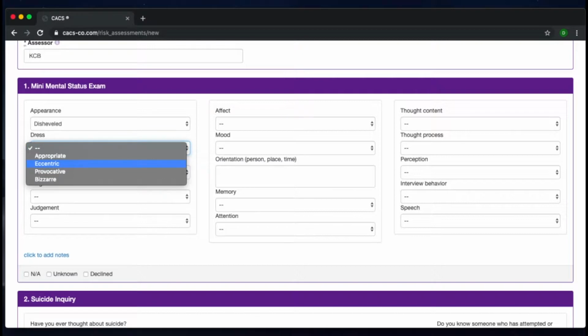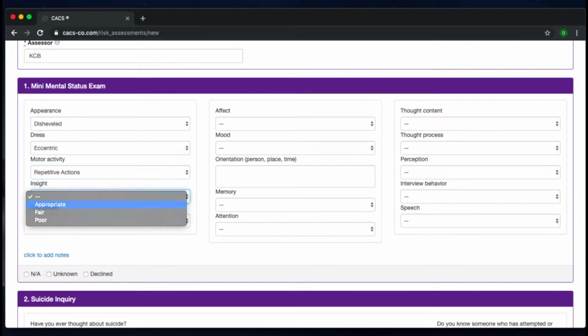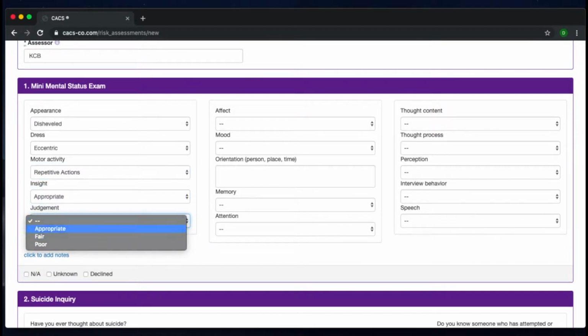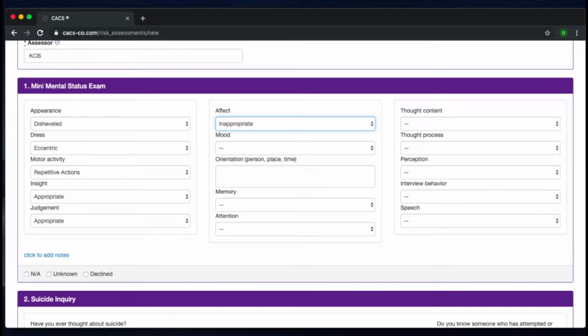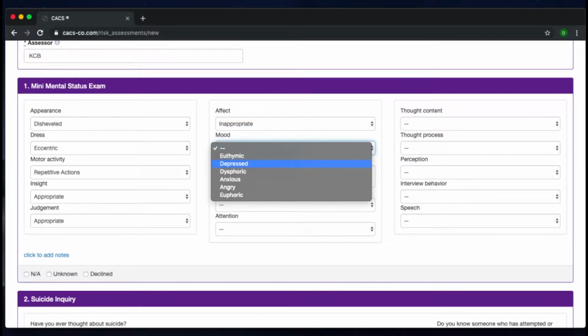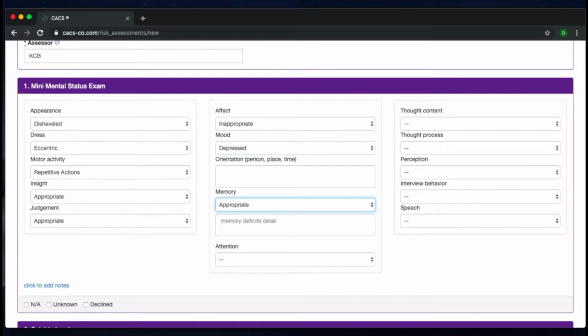So this would be how they're presenting with you as you start the conversation around suicide. I'm going to click a bunch of things just so you can get a good sense of how this works. And again, the mini mental status is something that the community already uses, and so it should be relatively familiar for those of you who have done mini mental status exams as part of intakes in mental health.